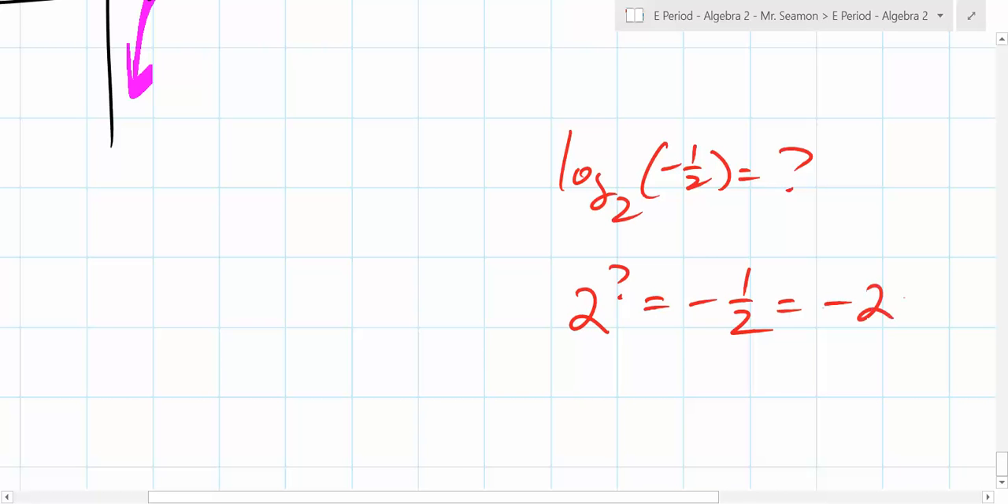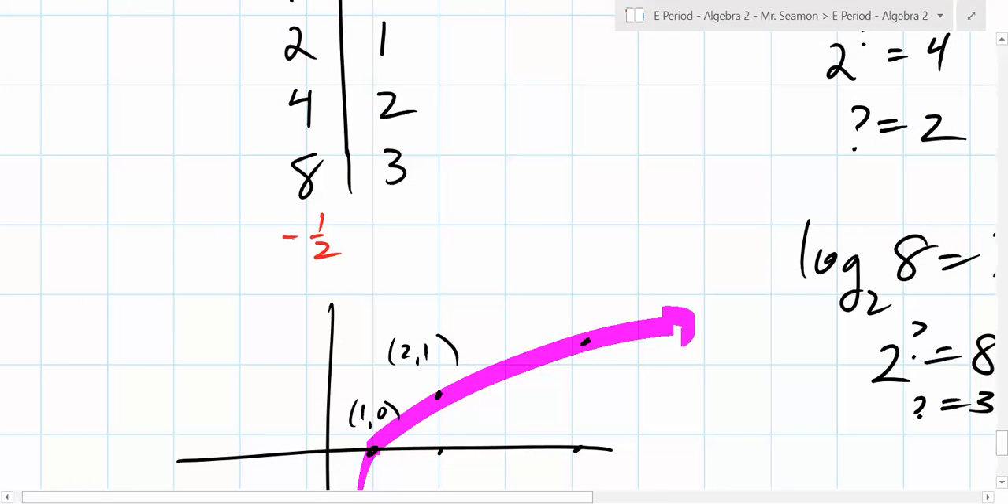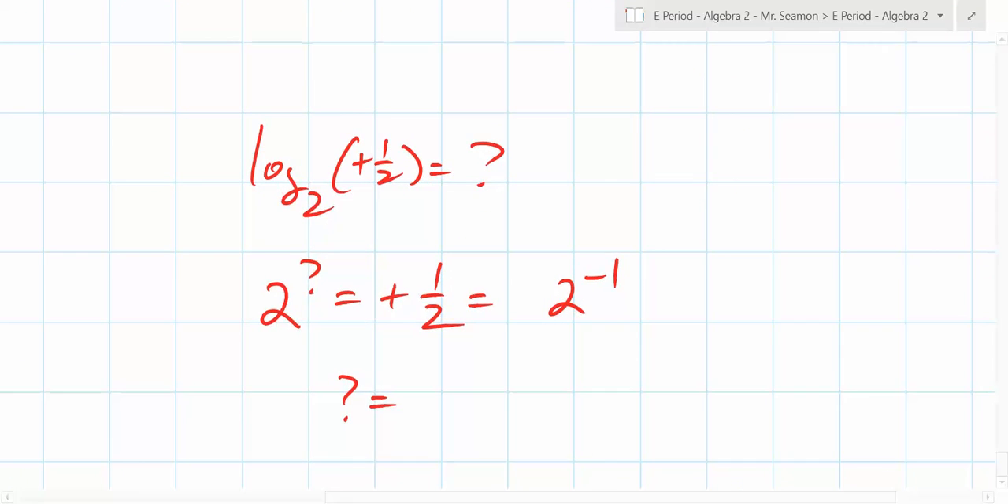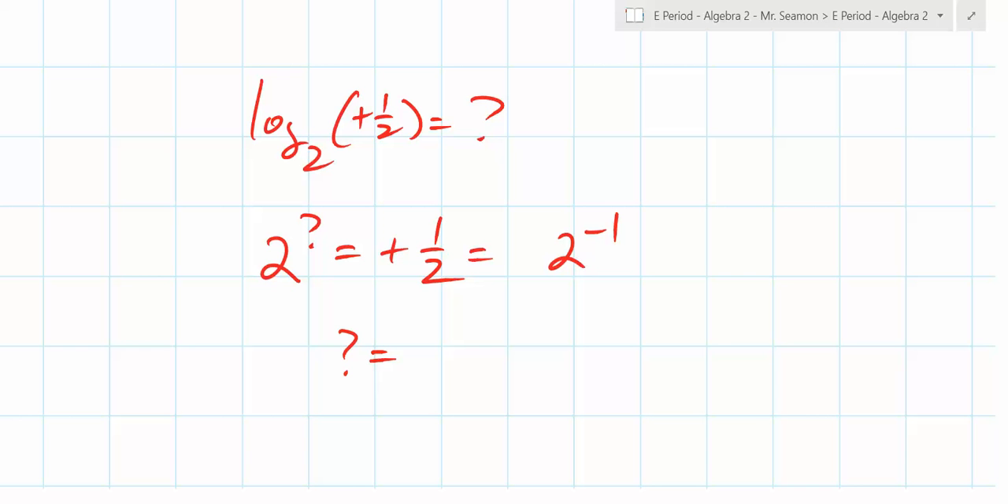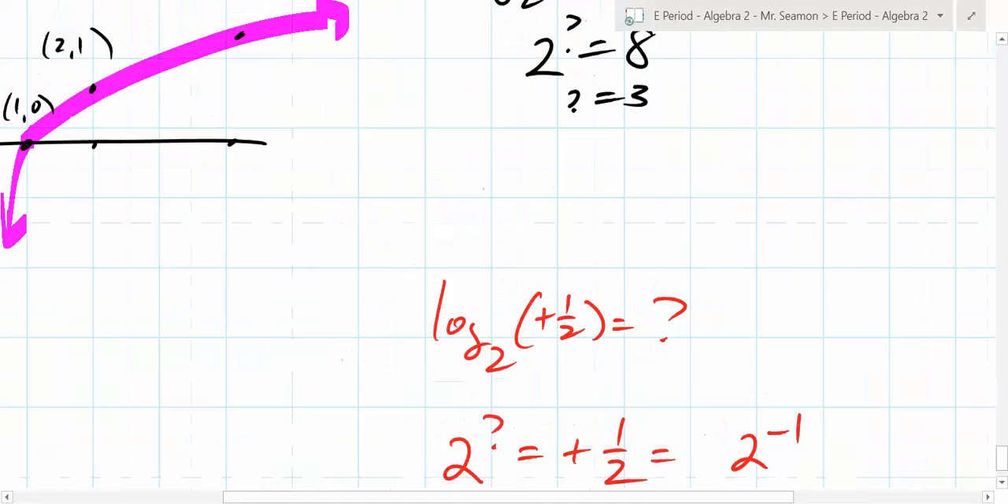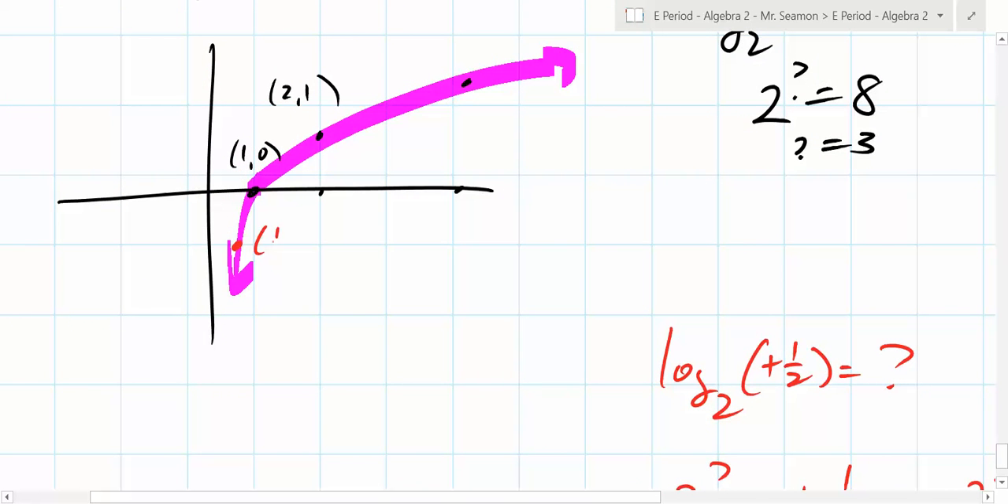That's 2 to the -1, right? Oh, not -1/2, it's a half. Sorry, a half. So what does question mark equal? Wait, didn't you plug in a negative half? No, I wanted to plug in positive. That was a mistake. If I plug in a half, what do you get? You get 2 to the question mark is equal to 2 to the -1. So what does question mark equal? -1. So what do you get here for a point? You get 1/2, -1. Does that match the shape we want?